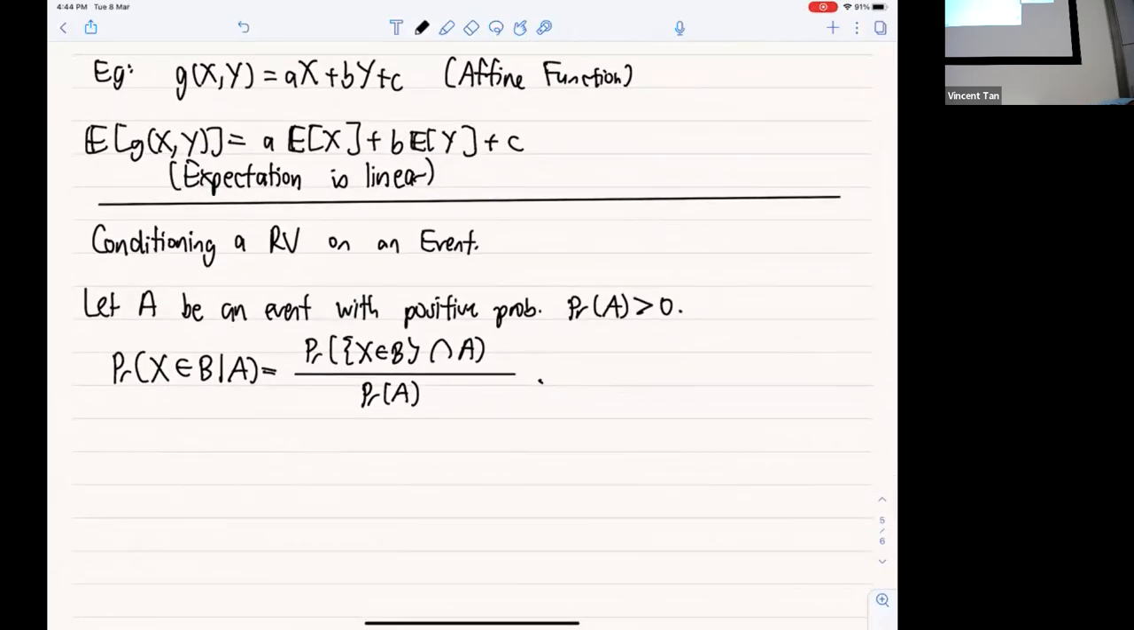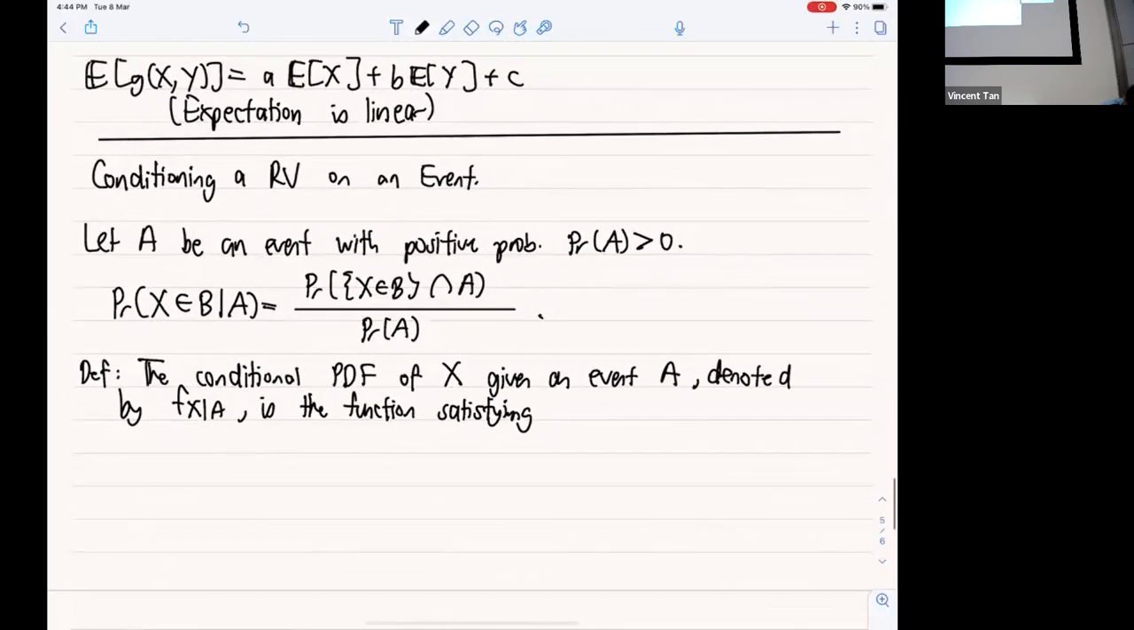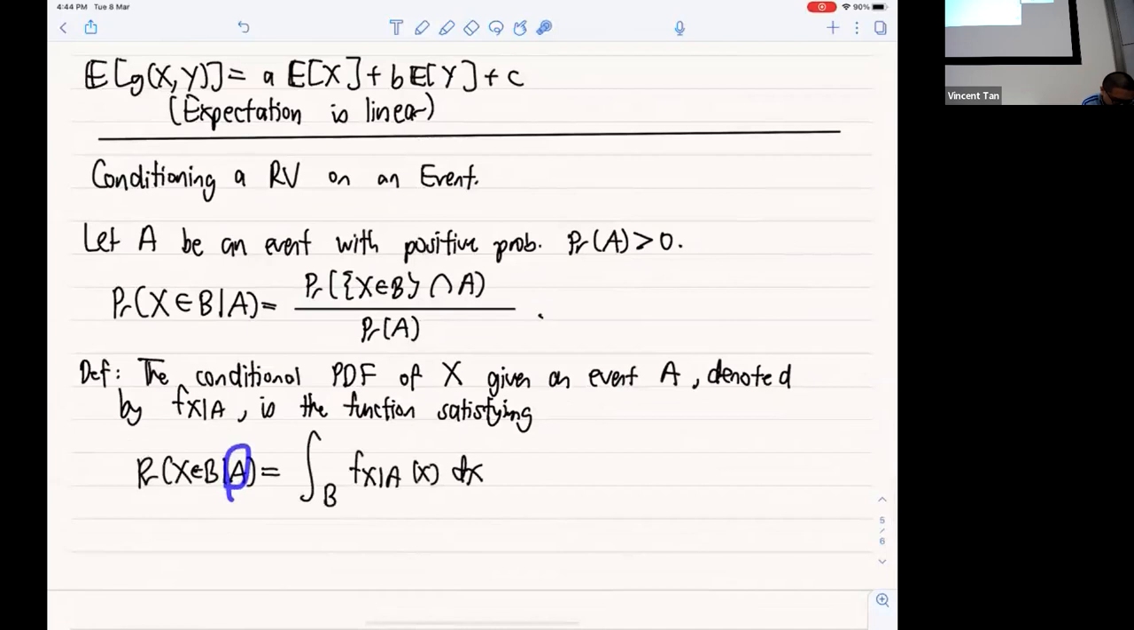So we can now define the conditional probability density function of a random variable X given an event A. The conditional PDF of X given an event A, which we denote by f of x given A, is a non-negative function that satisfies the following: the probability that X belongs to B given A is the integral over B of f of x given A, dx. Now if A is the event with probability equal to one, that means it's the full set, then this definition basically reduces to that of the usual PDF, not the conditional PDF.